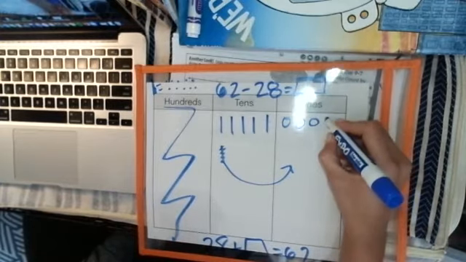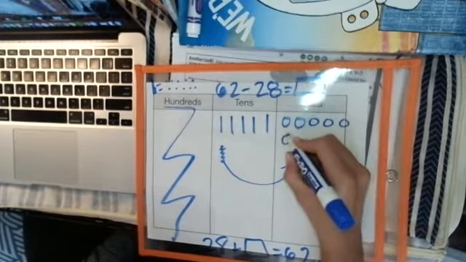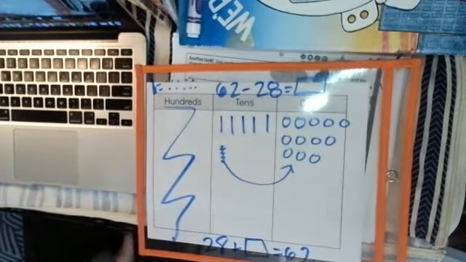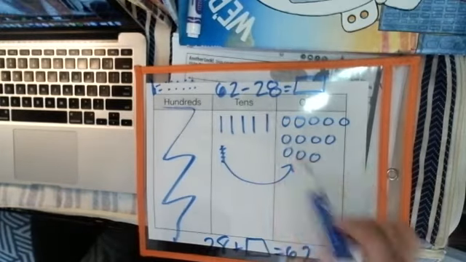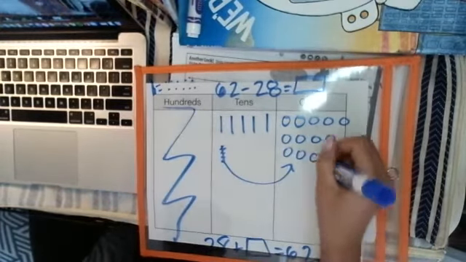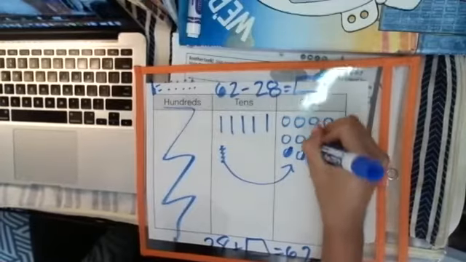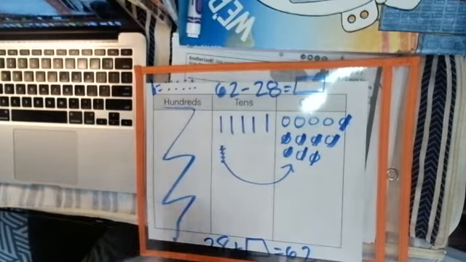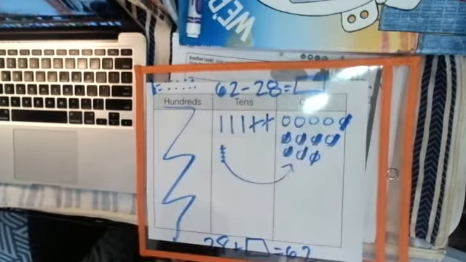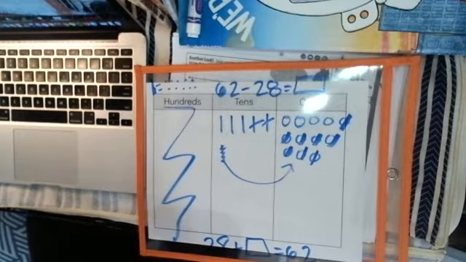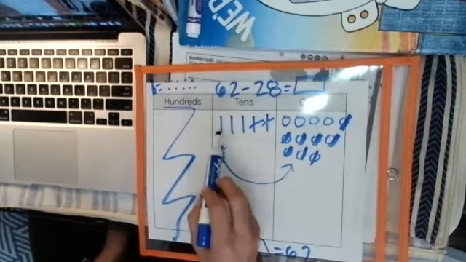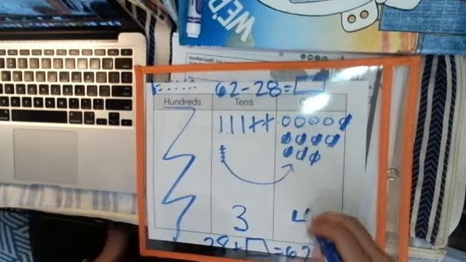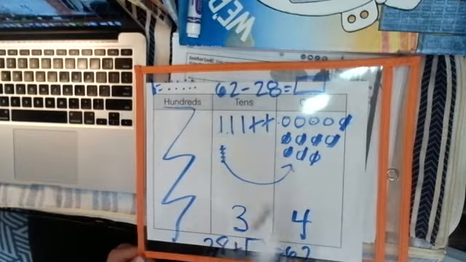So 1, 2, 3, 4, 5, 6, 7, 8, 9, 10. Now we have 8 ones to take away. So let's take away 8 ones. 1, 2, 3, 4, 5, 6, 7, 8. And how many tens? There's a 2 in the tens place, so we take away 2 tens. Now we can go ahead and count out our final number. We see that the number has 1, 2, 3 tens and 1, 2, 3, 4 ones. So we know that our number is 34.